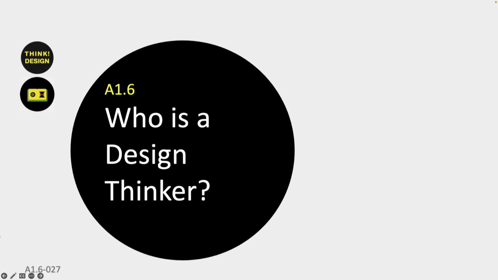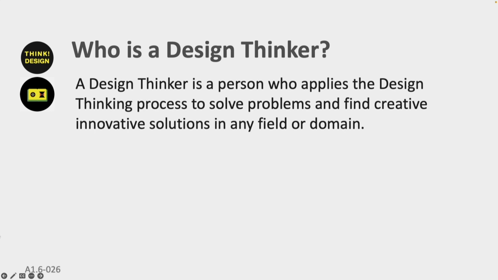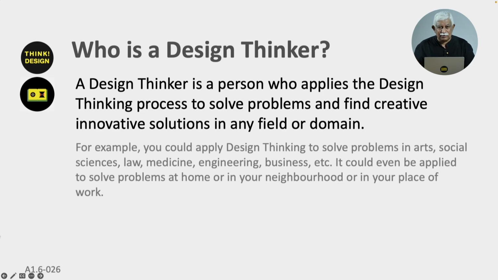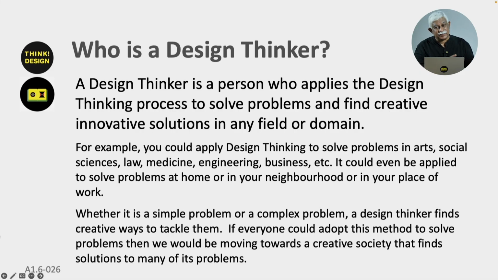So, let us see who is a design thinker, how do you get into thinking about design. So, he is a person who applies the design thinking process to solve problems. This we have already mentioned before, that you can apply it to many fields. It could be a simple problem to a complex problem, and if everybody becomes adept at using this method, then we are actually moving towards a very creative society that finds solutions to many of its problems.